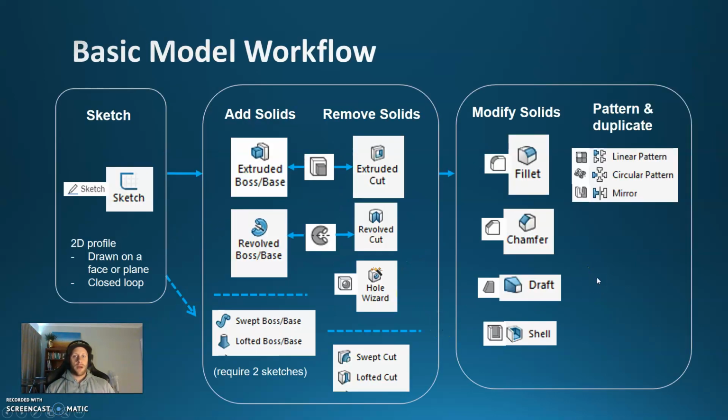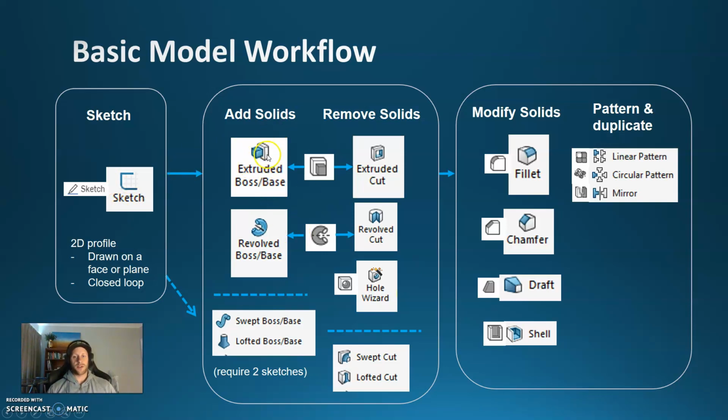This here is what we call a basic model flow. We'll refer to this a bit in our videos, but it's really interesting to understand that once you wrap your head around this process, this is very much the same for all CAD programs. So at the start of anything we design, we must create what's called a 2D sketch. A sketch is just a profile, a closed loop that we draw on a face or a plane in our modeling area. We can then take that profile and we can turn it into a solid.